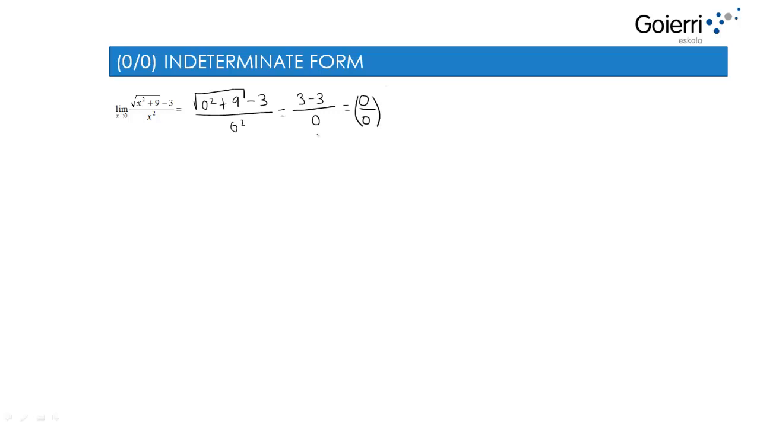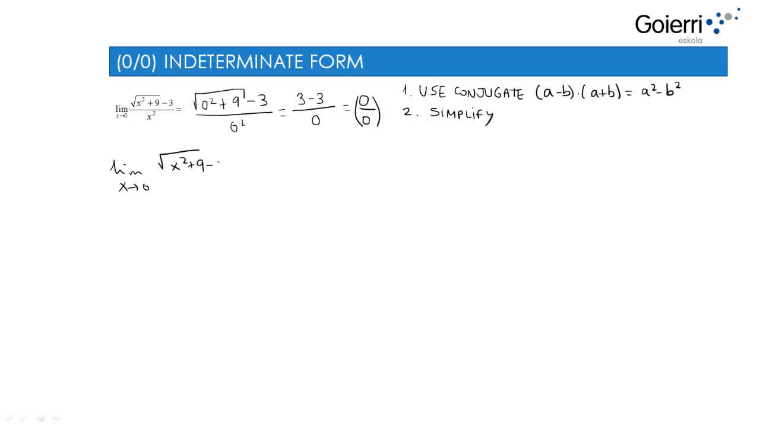So when we have a function with a square root, the first step is to use the conjugate. So the conjugate is a minus b times a plus b, which equals a squared minus b squared. Second step is to simplify. So let's go for the first step. This is the limit as x approaches 0 of my function.